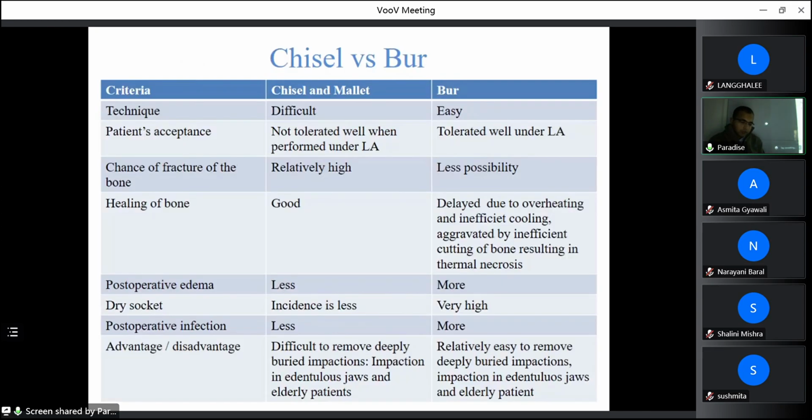So nowadays, commonly we use a straight handpiece and micromotor with a ball burr. We don't use a chisel or mallet. During the COVID time, we were not allowed to use an aerotor or a straight handpiece because it produces a lot of aerosol and the chances of transmission are very high. So during that time, we had to use chisel and mallet. Chisel and mallet is a traditional, old technique. Nowadays, we only use the burr.